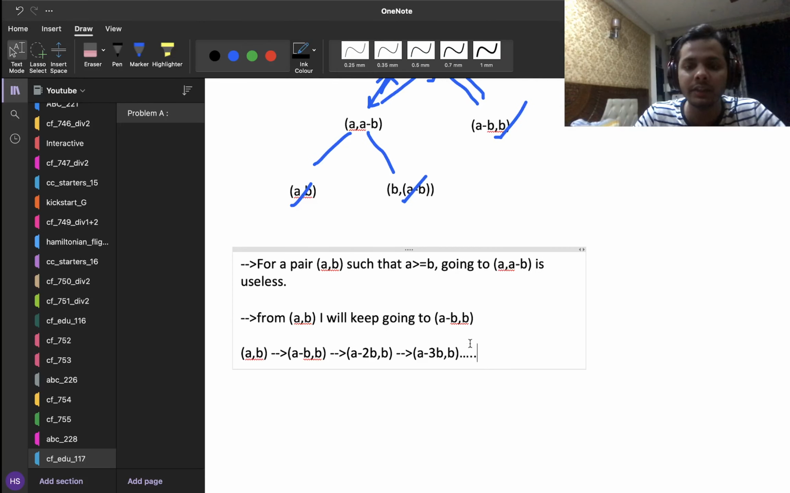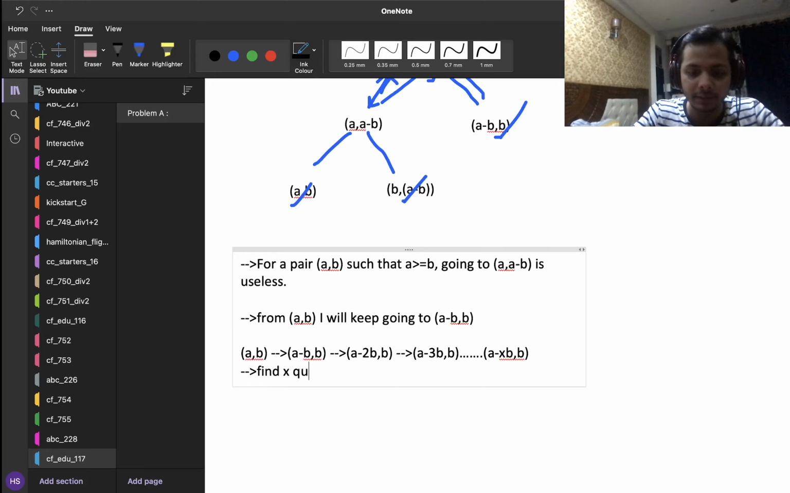Coming back here, this will keep happening x times. Let's say the last term here is a minus xb comma b, and x is the number after which a minus xb becomes smaller than b. So my task is to find x.